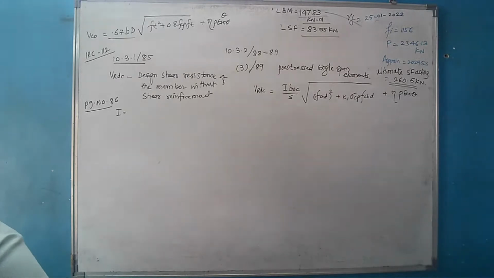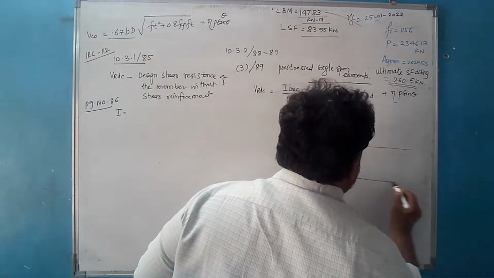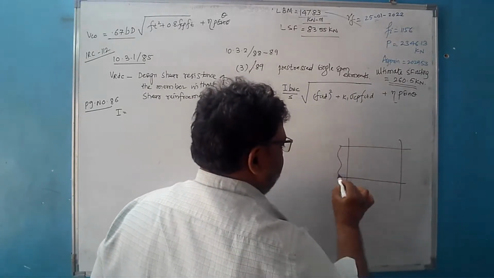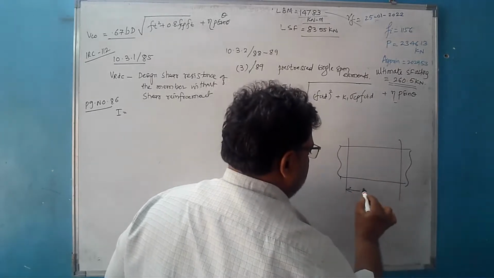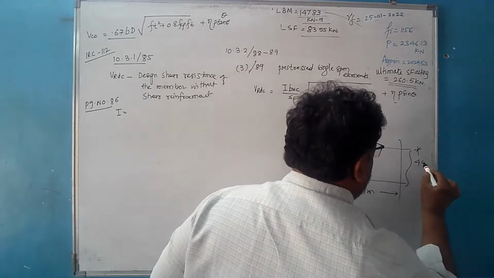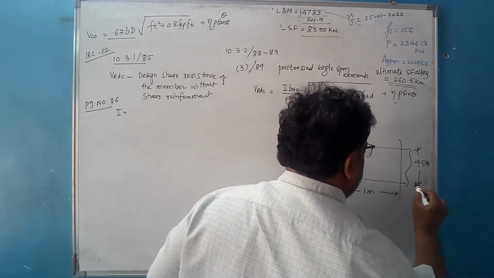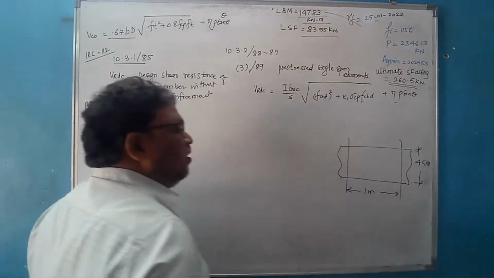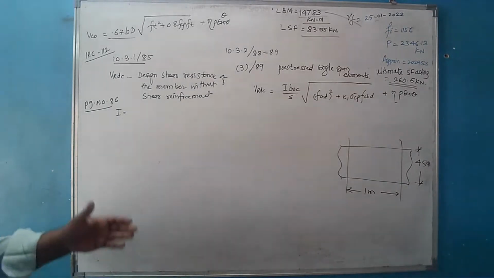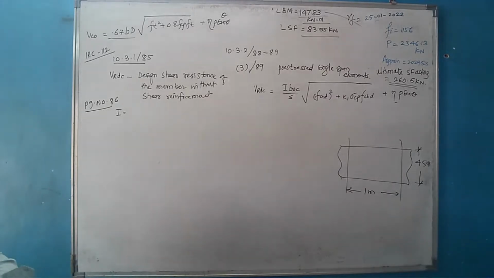What is the cross section? What we are talking here about? The cross section is, we had considered a 1 meter wide strip, and how much was the depth of this section that was considered? 450. Is that right? This is the section we are talking about. Because if it is a deck slab, then we always design it for 1 meter width and the same we provide for the remaining of the width.